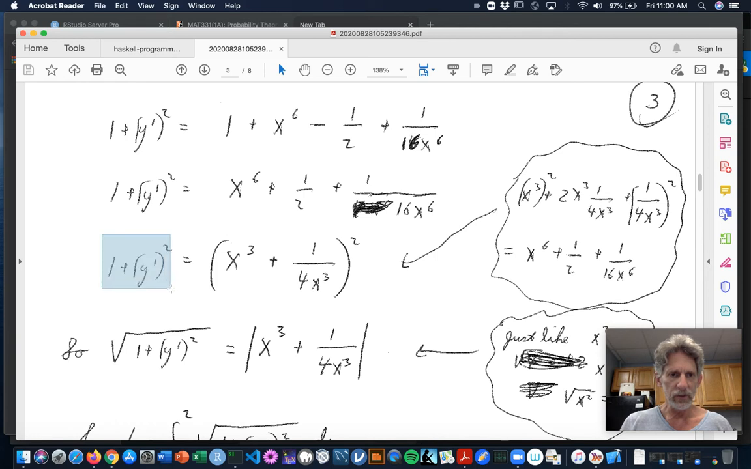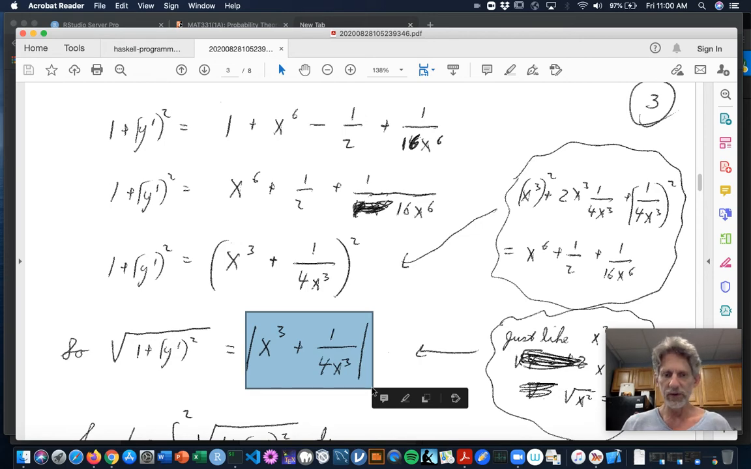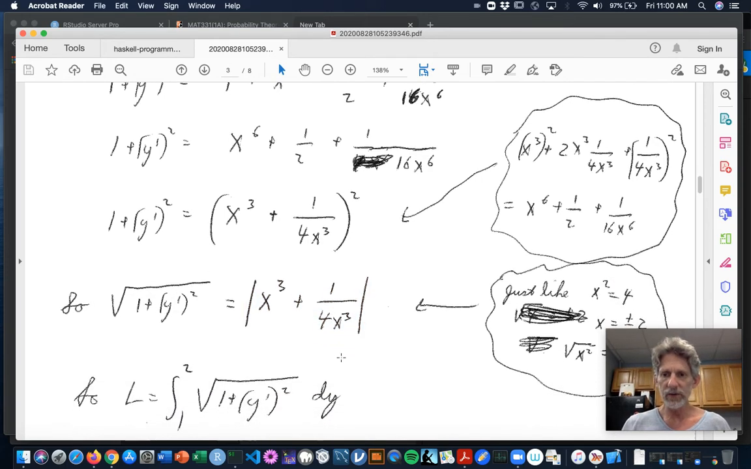So if this is 1 plus y prime squared, then the square root of 1 plus y prime squared would be the absolute value of x cubed plus 1 over 4x cubed. Why do I say absolute value?